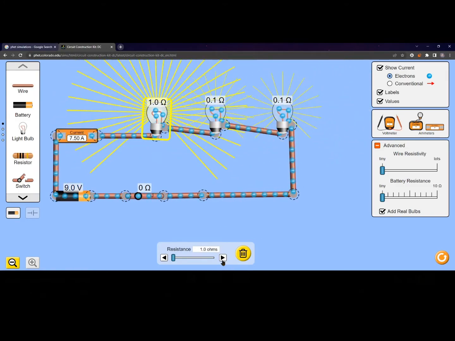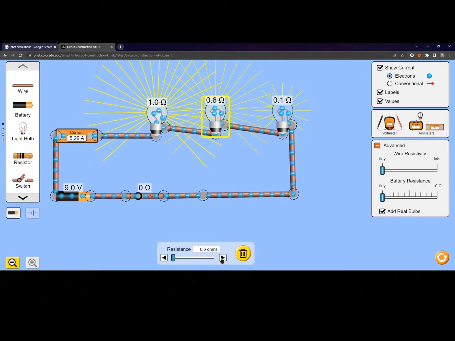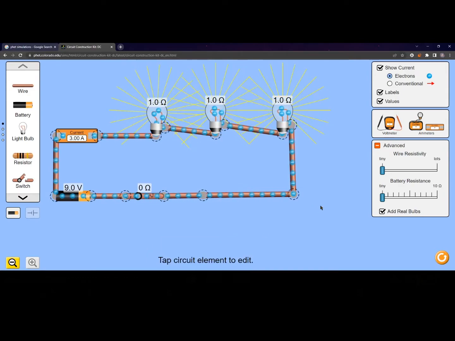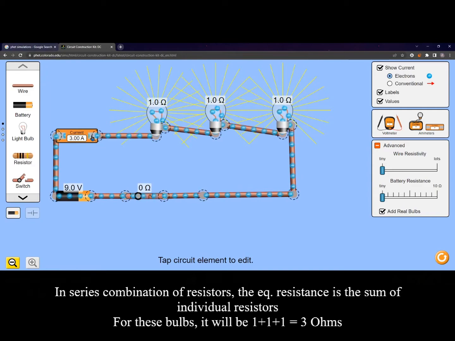So let's put it to 1 ohm for each bulb, and then let's see what happens in a series combination of bulbs. Right now, as you can see, these are connected in series. The power provided by the battery is 9 volts, and 3 amperes are being drawn since the resistance is 1 ohm. So the current will be from the sum of all 3 resistances, right?